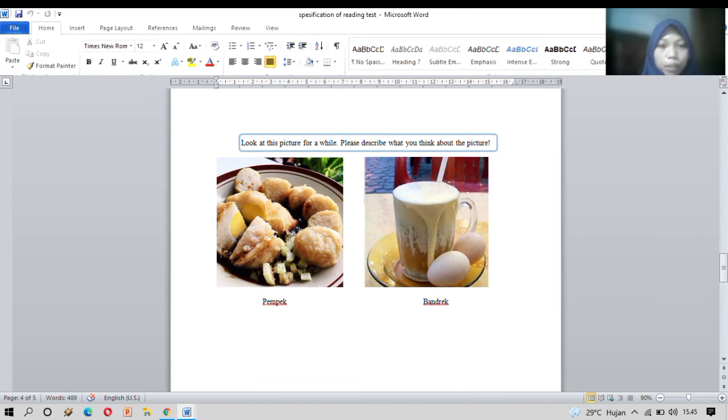This is the picture for student describing. Look at this picture for a while and then ask students to describe what they think about the picture. For the first picture is about food, namely pempek, and then the second picture is about drink, namely bantrek.